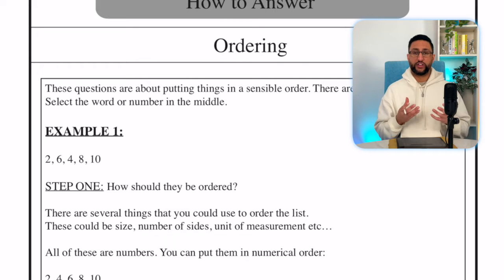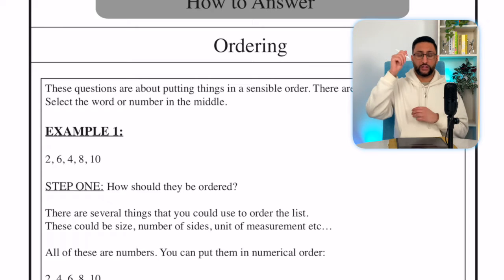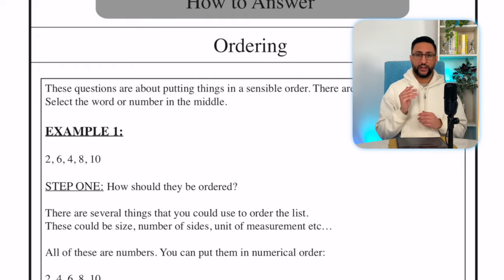Ordering is exactly what you think it is. We're taking 5 things and we're putting them in order. That could be of order of size, height, weight, length. It's up to us to basically figure out how we're going to order them and what they're looking for. And then your actual answer is the middle value. So whichever one is in the middle after you've put them in order, that is your answer.